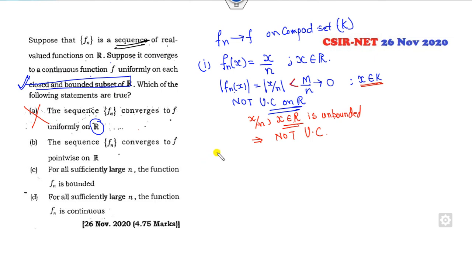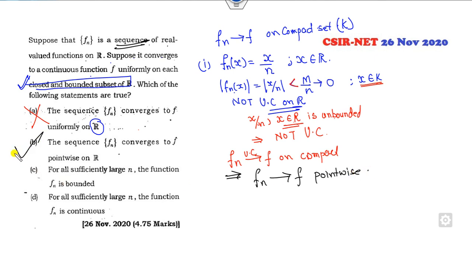Fine. Now the second one. Is it pointwise convergent? How can you say whether it's pointwise convergent or not? Okay. What is the given of that? f_n converges to f on the closed and bounded set. That's a compact set. It's uniform convergent. It is given that once it's uniform convergent, what is the meaning of that? f_n converges to f pointwise. So this is already given to you in the statement. So this is my correct option.